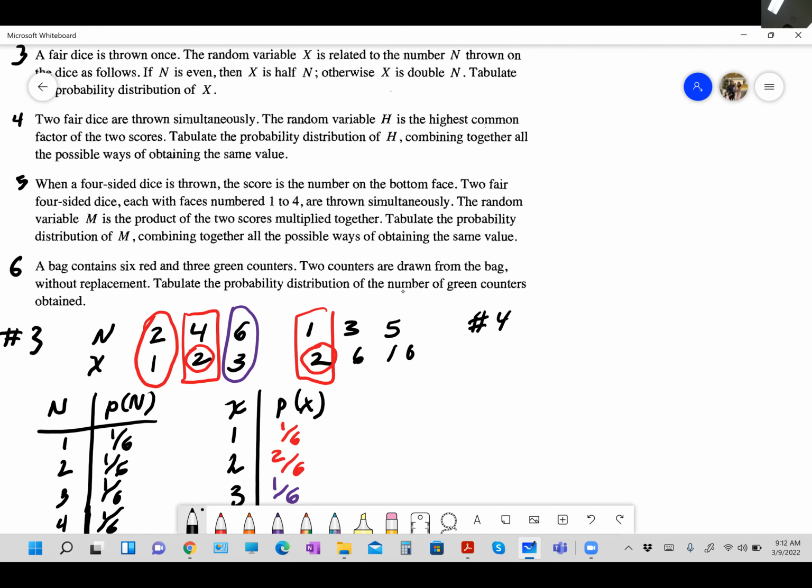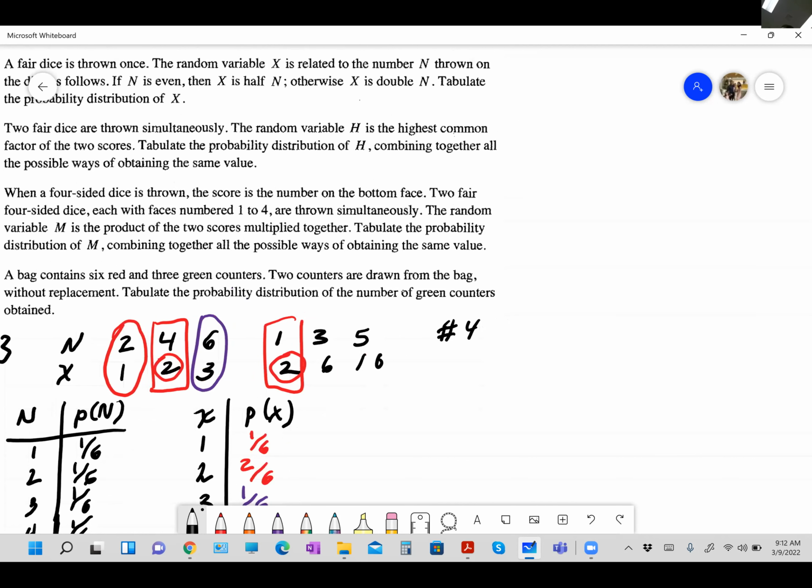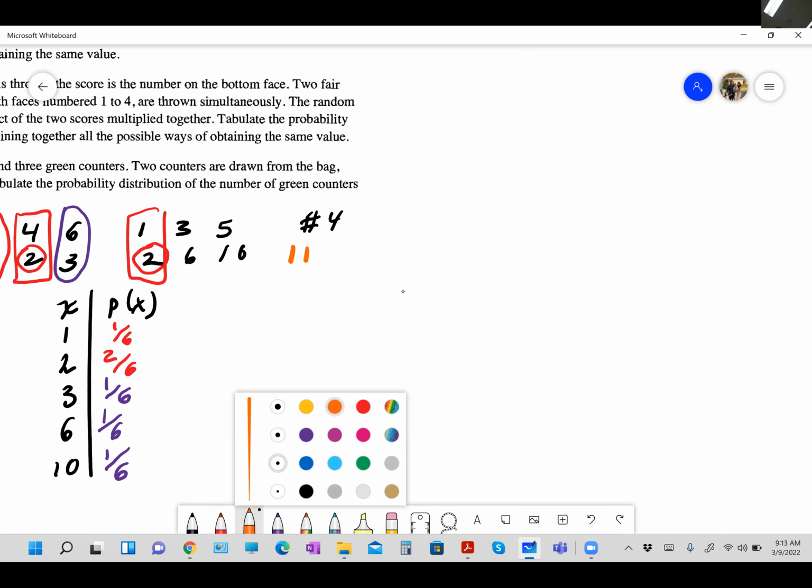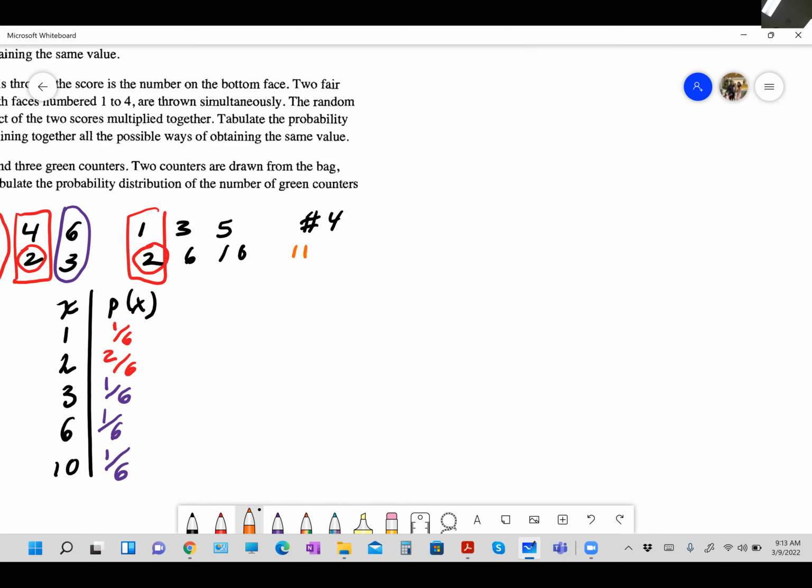Okay, so how does this one work? Do you guys want to try it before I just do it? Let me set you up. So Victoria, when I roll two dice, I can get a 1 and a 1, a 1 and a 2, a 1 and a 3, a 1 and a 4, a 1 and a 5, and a 1 and a 6, right? You know the whole thing, right?